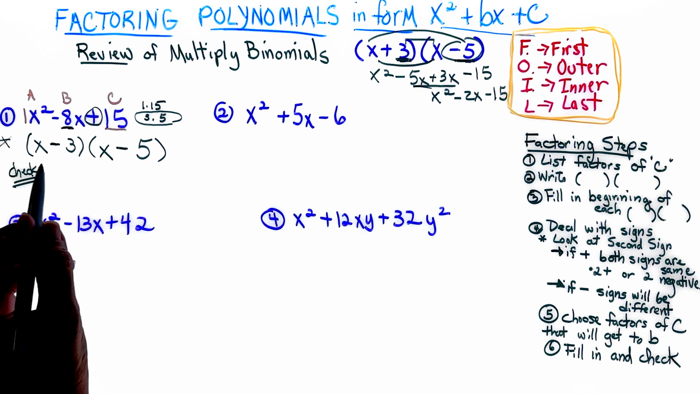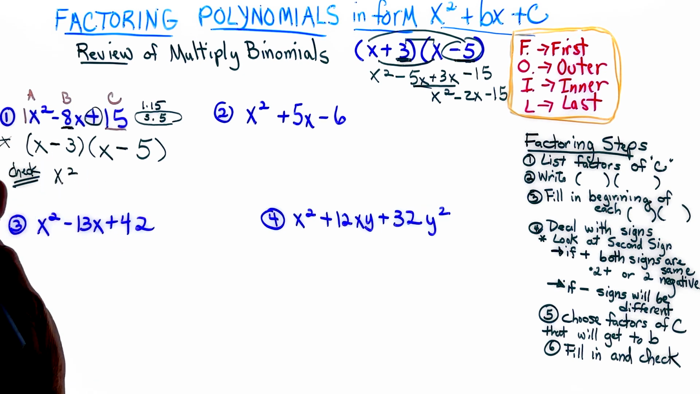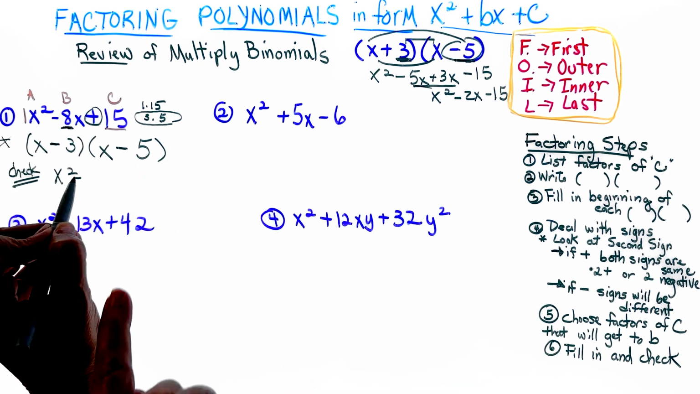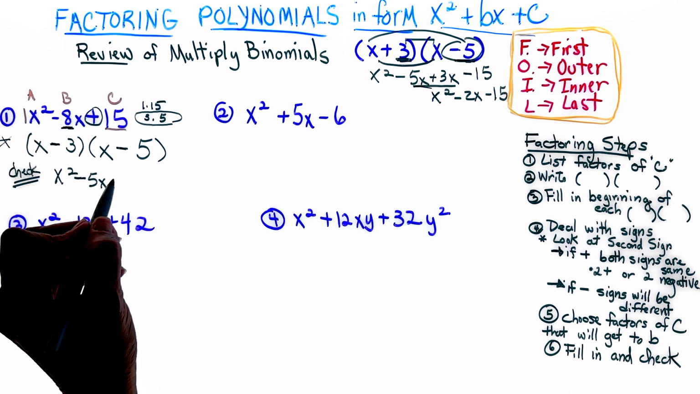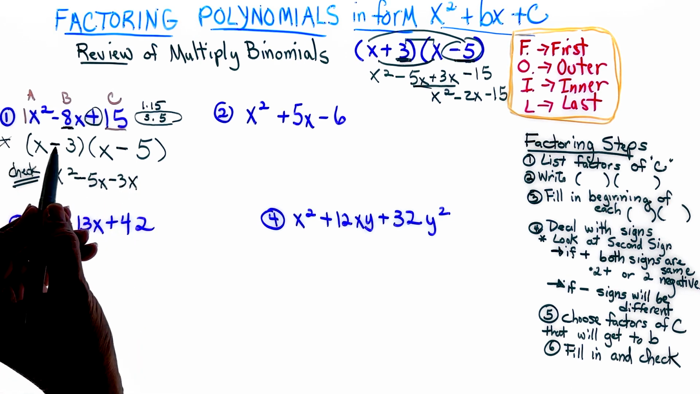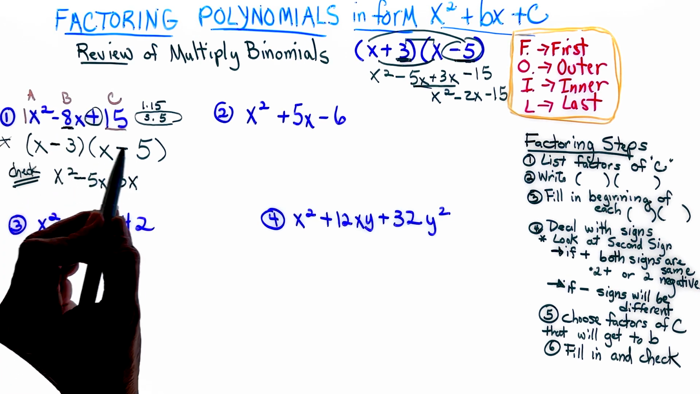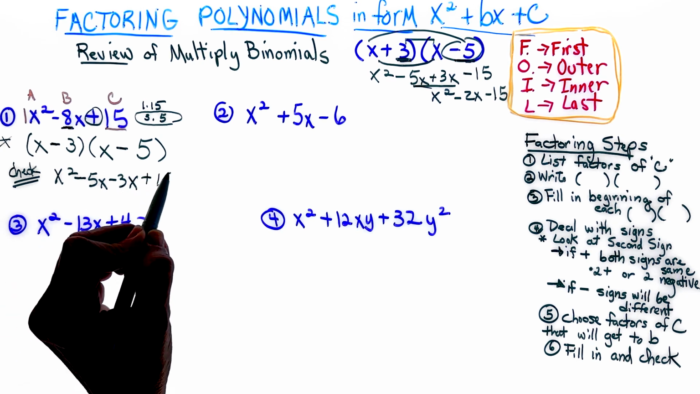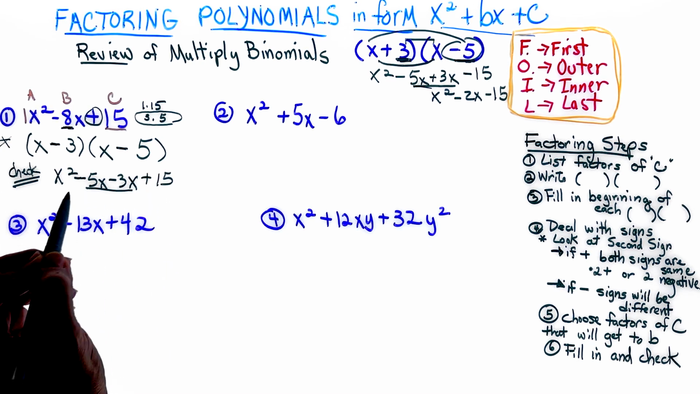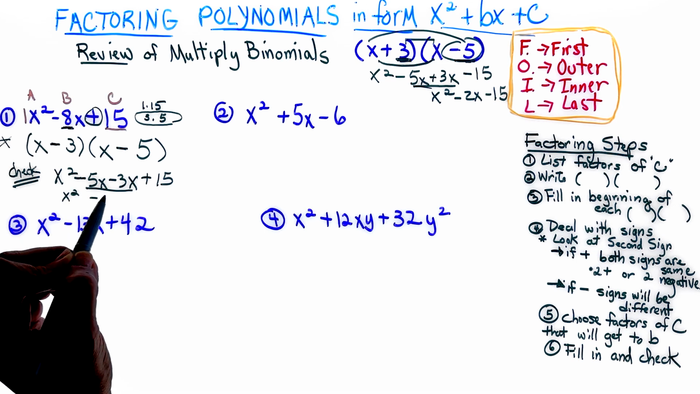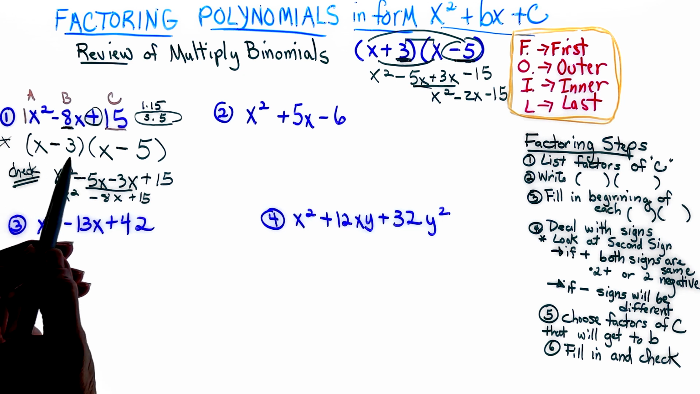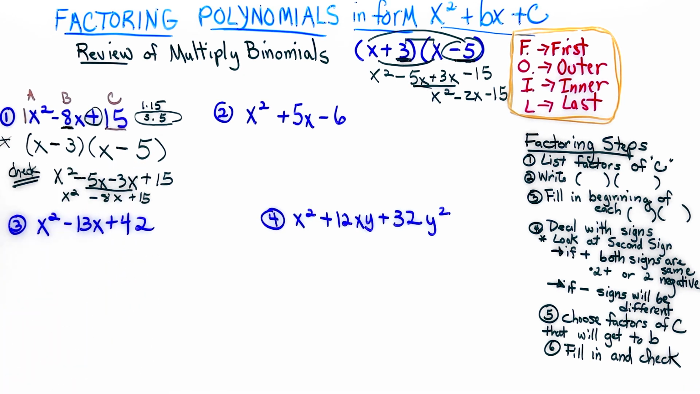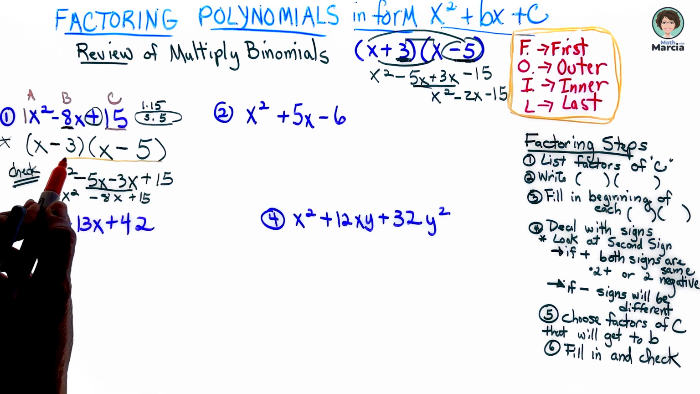So x times x is x squared. Doing the bookends, it's a negative 5x. Multiplying a negative 3 times x, it's a negative 3x. And then both of these are negative, so it's plus 15. And when you put that together, you do get x squared minus 8x plus 15. So we are happy. We know that this indeed is our answer for the first one.